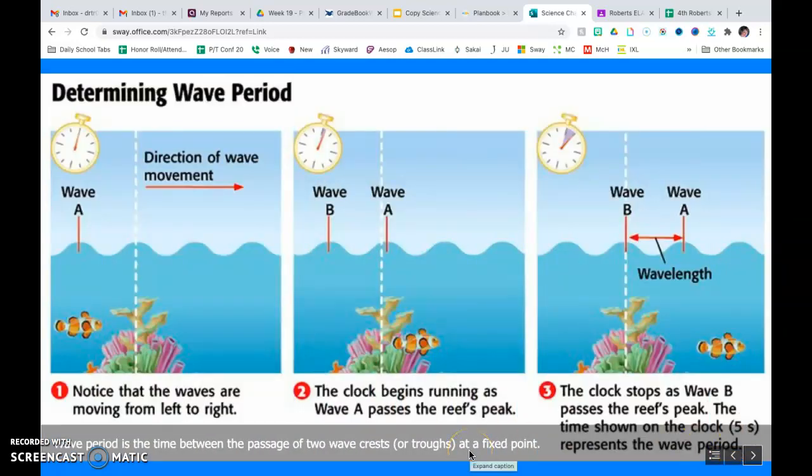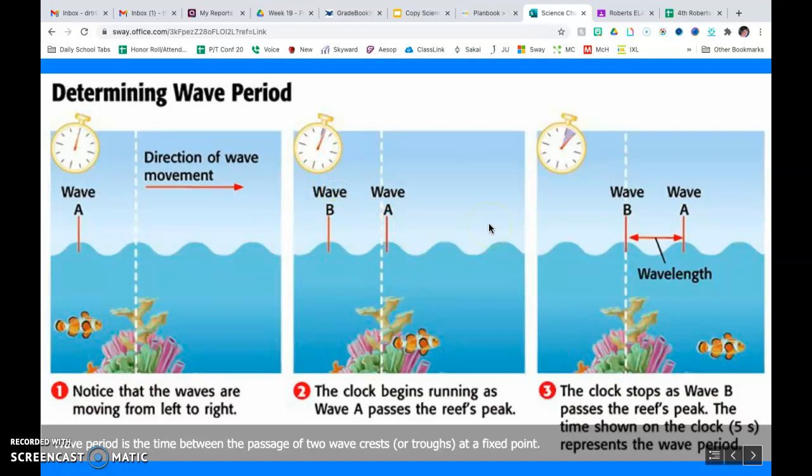All right, so wave period, how do we determine this? This is the time between the passage of either two wave crests or troughs at a fixed point. So here we have wave A. The direction of the movement is to the right. Then we have wave B. Remember, we're moving this way.